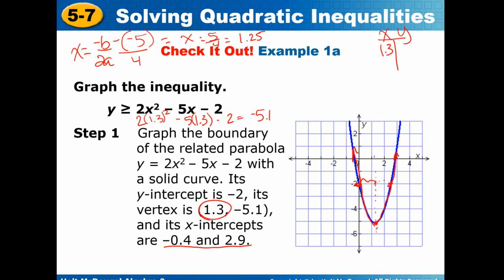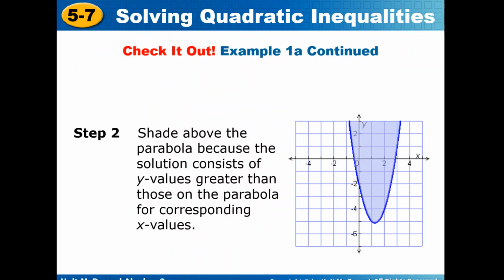Okay, so now that I have my graph drawn, I can make a decision about shading. And it says that y is going to be greater. So my y is going to have to be greater, so we're going to shade inside. And there it is. Because that's the places where y is getting larger. If I come down here, my y's are getting smaller: negative 5, negative 6, negative 7. So I want to shade above the parabola because the solution consists of y values greater than those on the parabola. So here's my parabola and my y values that are greater than that for corresponding x values.